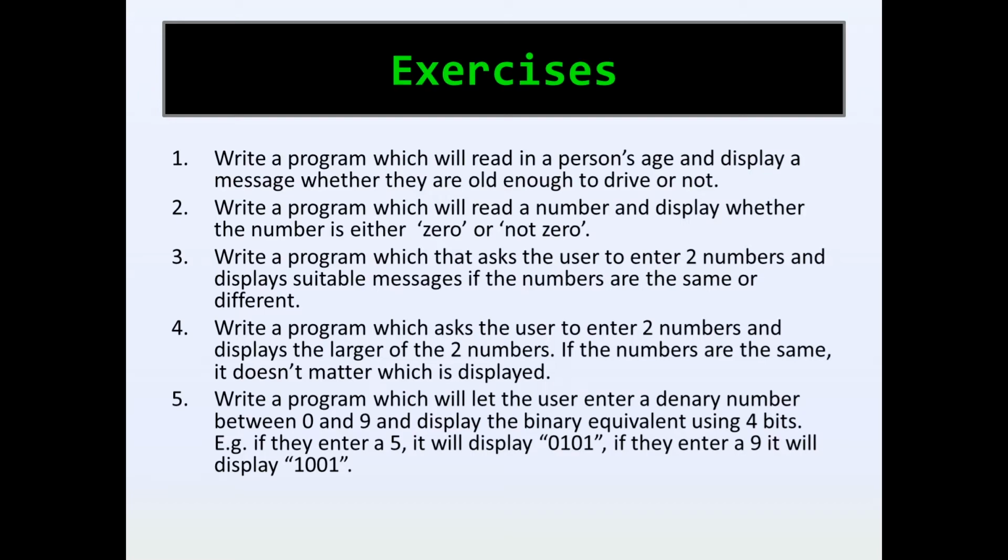And then finally, write a program which will let the user enter a denary number. Denary just means decimal, base 10 number between 0 and 9, and then displays the binary equivalent using 4 bits. So if they enter 5, they get 0101. Hopefully you remember how binary works. If you don't know, you can still do the same question and you can look it up. Or you could make it so they enter a number from 0 to 9 and it tells them how to say the number in French or Spanish or something.